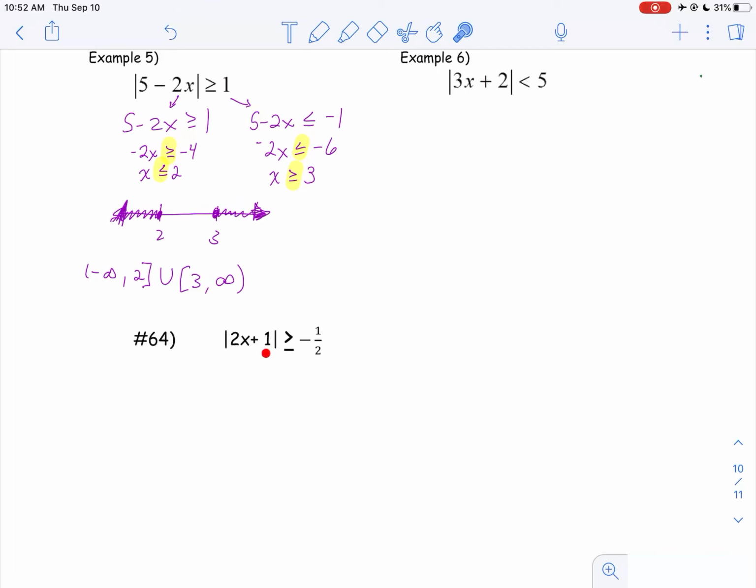Even if we get a number like negative 1,000,000 in here, the absolute value is going to make it positive 1,000,000, which is greater than negative 1/2. If we pick just the right number, we can make this 0, but 0 is still greater than negative 1/2. So in this case, all numbers are solutions. You could also just write all real numbers if you prefer. Something's kind of weird here. All real numbers.